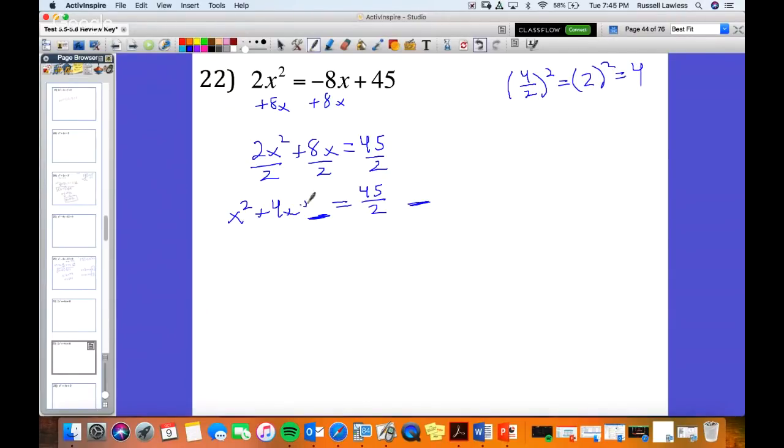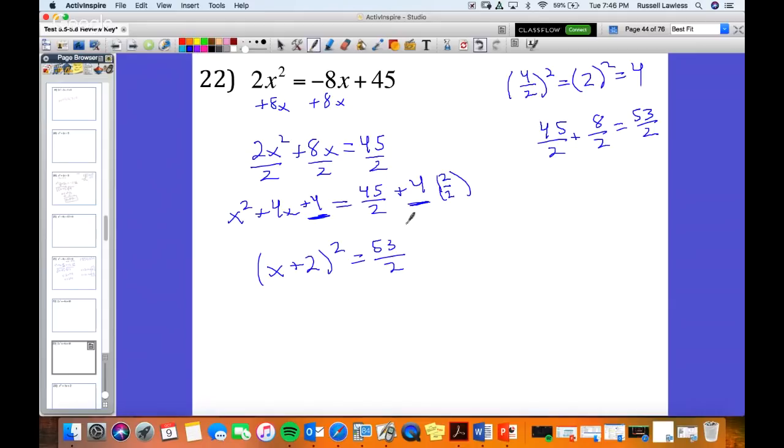So I'm going to be adding 4 to both sides. Now, the left side is not terrible because that's just going to give us x plus 2 squared. Now, to add 45 over 2 and 4, we've got to find a common denominator. And that denominator is 2. So I'm essentially going to multiply by 2 over 2 to get 8 over 2. When we add these, that gives me 53 over 2.